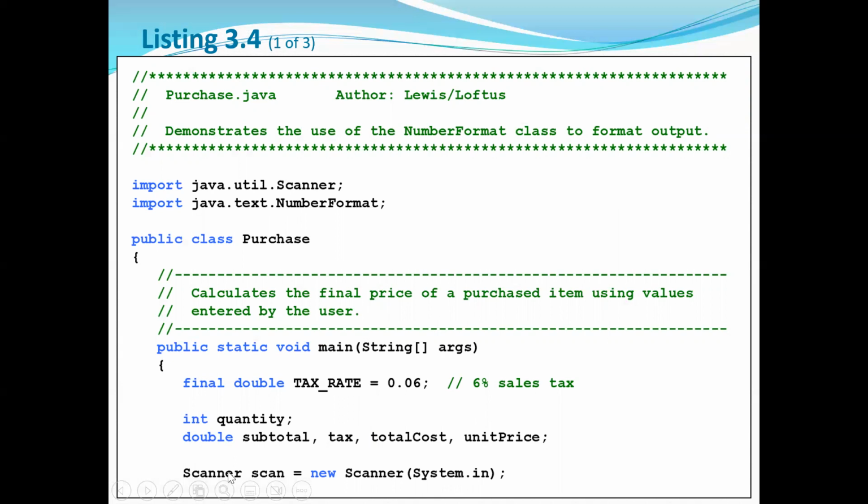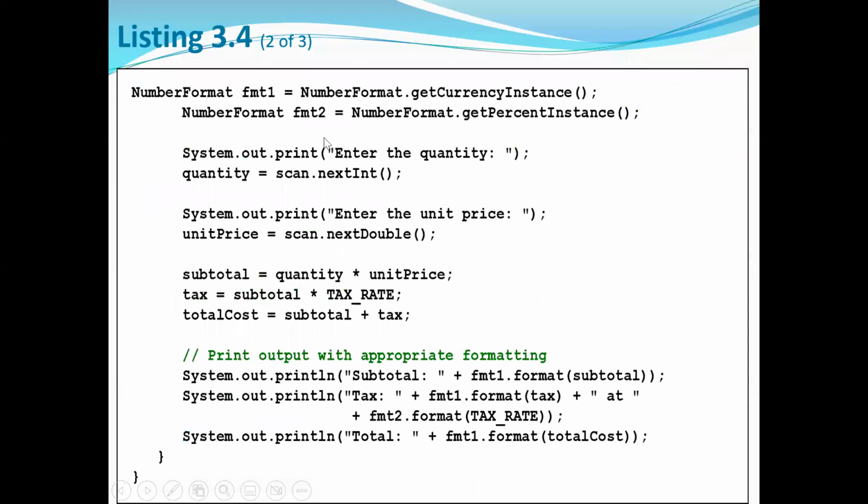So let's go through it. First we create our Scanner object named scan, and we are going to use it to get input from the user. Before that, we create our NumberFormat objects. We name them fmt1 and fmt2. We declare the object the same way as when creating an object using a class. The class name is NumberFormat, then we have the object name fmt1. Again, the name can be any name you choose.